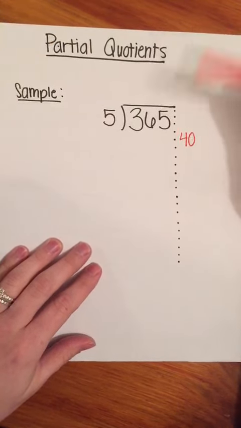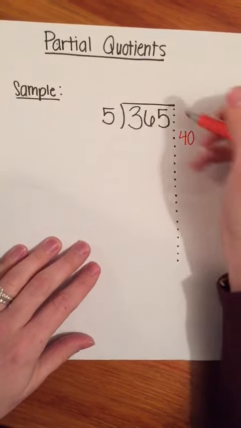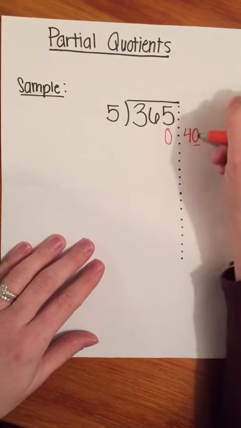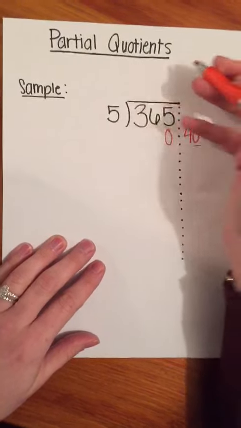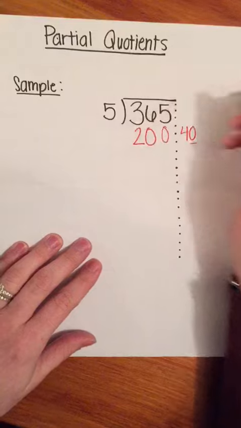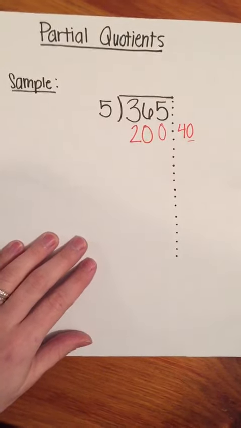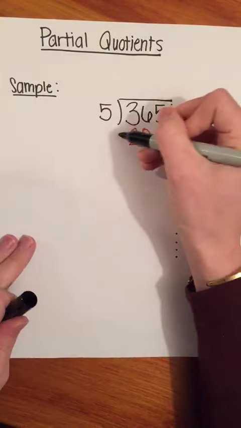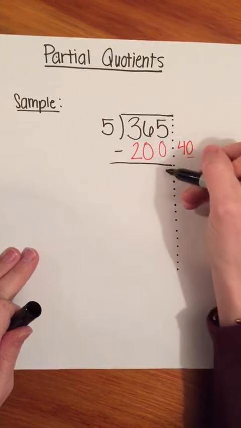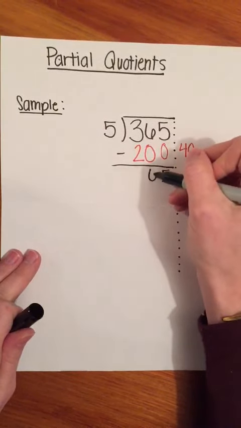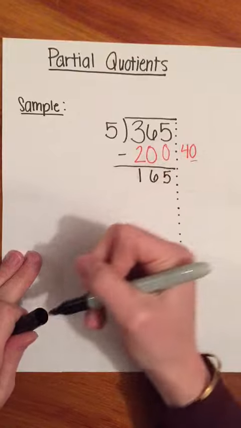So I'm going to do 40 times 5, and I would add my 0 and then simply do the fact 4 times 5, which is 20. So that'll give me 200. Now 365 minus 200 is going to give me a 5 in the ones, a 6 in the tens, and a 1 in the hundreds.